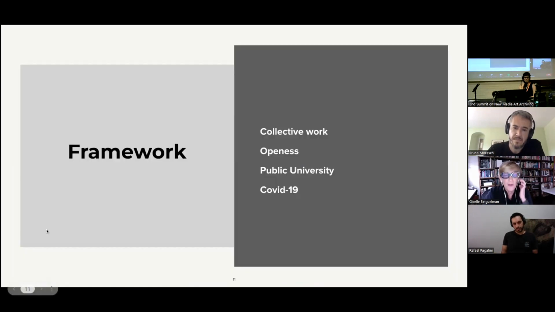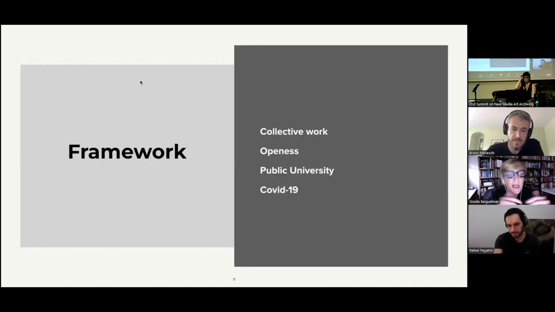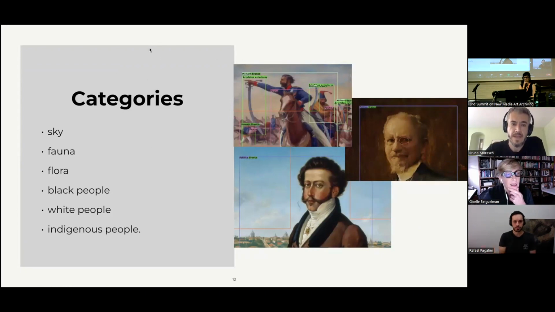The last thing I would like to stress is that our focus was artworks produced between the 20s and the 50s, because this period is related to the constitution of modernism, which is, as Bruno already said, often described as the first counter-hegemonic aesthetic in Latin America. Yes, so continue, Bruno.